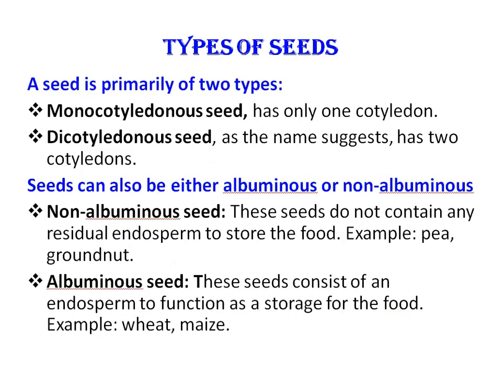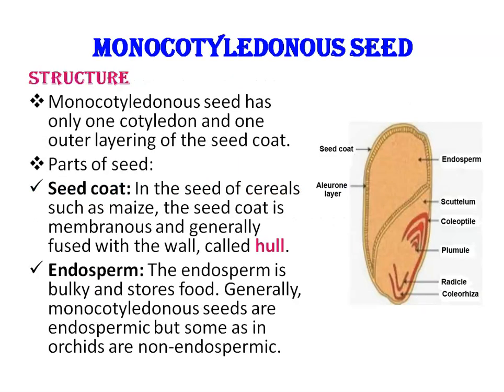Next is types of seeds. A seed is primarily of two types, monocotyledonous seeds and dicotyledonous seeds. Monocotyledonous seeds, as I already told you, have only one cotyledon. And dicotyledonous seeds, as the name suggests, have two cotyledons. Seeds can also be either albuminous or non-albuminous. Non-albuminous seeds are the seeds that do not contain any residual endosperm to store the food. For example, pea, groundnut. Albuminous seeds are the seeds that consist of an endosperm to function as a storage for the food. For example, wheat and maize.